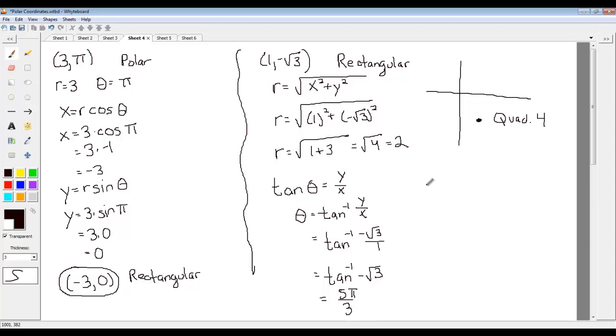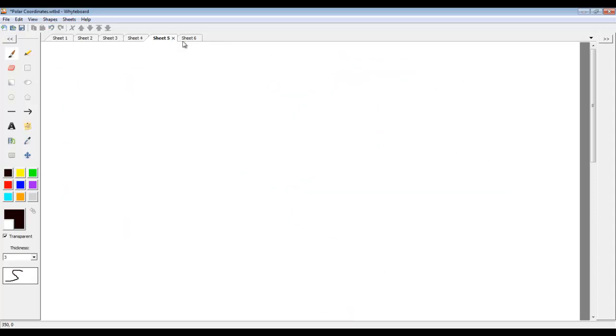So the rectangular coordinates are 1 comma negative square root of 3. The polar coordinates are 2 comma 5 pi over 3. They both describe the same location. It's just different systems. One's in the xy axis system, the other is in the r theta system. Just like you can convert coordinates back and forth, you can also take equations and go back and forth.